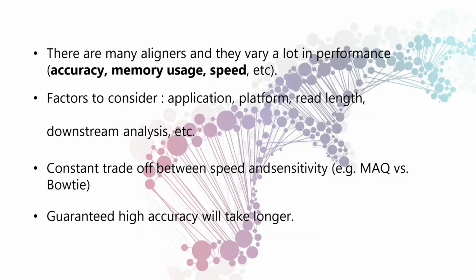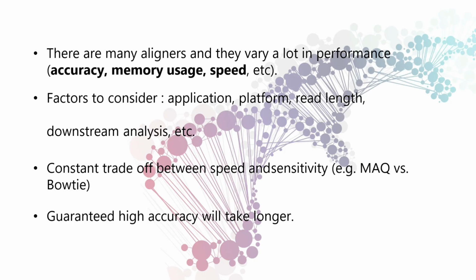There are many aligners, and they vary a lot in performance. For example, some are speedy, some are accurate, some are not that memory efficient, and some are memory efficient. So which factors should we consider when choosing a tool? The first one is the application, why you are using this data. Then which platform you are using, and what kind of read length you require.